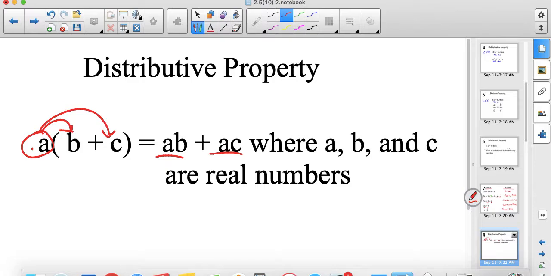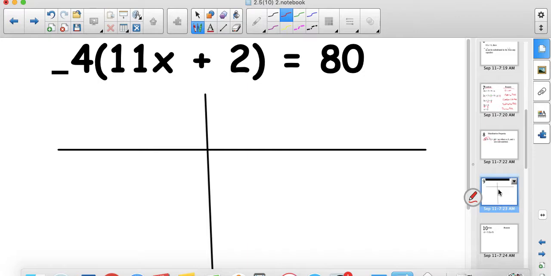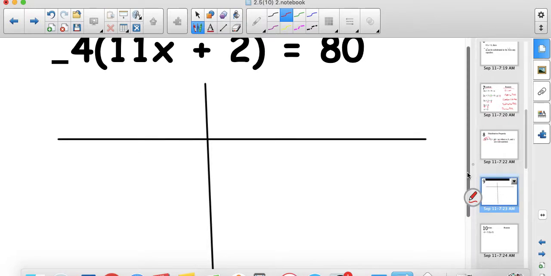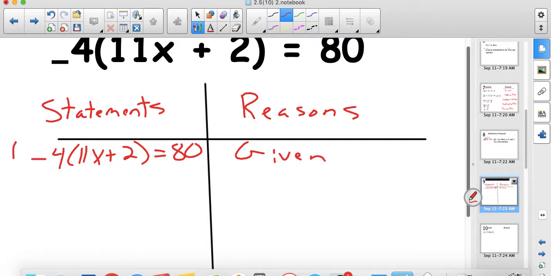Take a look at example 2 then. To solve the equation that's there, I want you to make a big 2-column proof for this. This is what it's going to look like when you go to do this. You're going to have one of these on your Chapter 2 test. We put our statements on the left, our reasons on the right. And we always start with our equation. I'm going to number mine, so I make sure everything goes together.